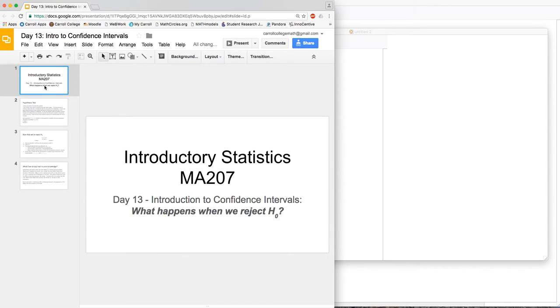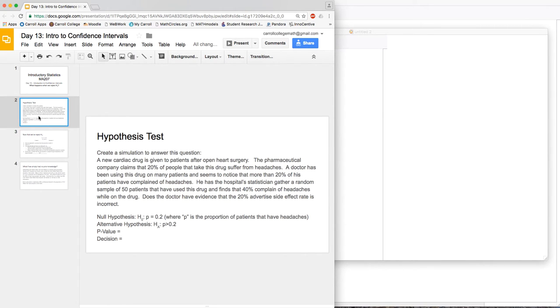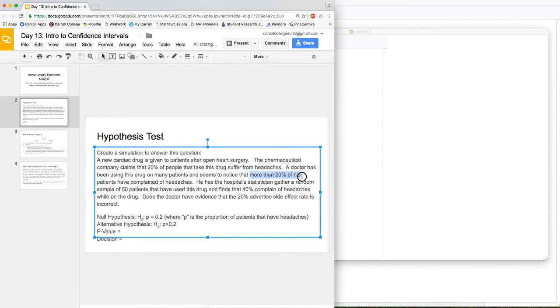Right. We are going to talk about confidence intervals, and we're going to do so using an example with TinkerPlots. So here's our example. A new cardiac drug is given to a patient after open heart surgery. The pharmaceutical company that makes the drug claims that 20% of people that take the drug will suffer from headaches. A doctor has been using this drug on many patients and seems to notice that more than 20% of his patients complain of the headaches. This is what we observe.